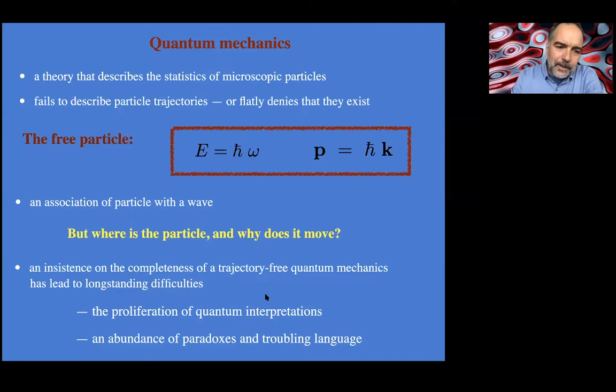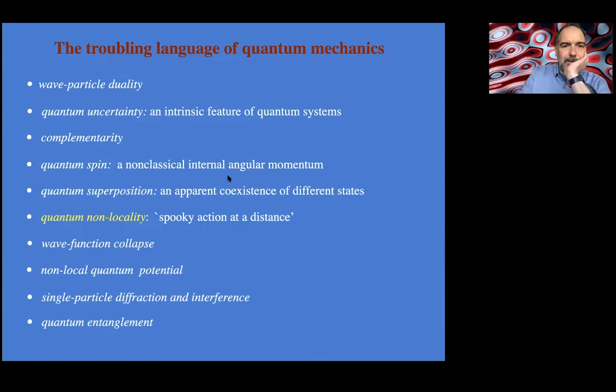I should also add that this insistence on the completeness of a trajectory-free quantum mechanics has led to long-standing difficulties, in particular the quantum paradoxes, and an abundance of troubling language. So I just have here a grocery list thereof. We have wave-particle duality, quantum uncertainty, complementarity, spin, superposition, non-locality, wave function collapse, non-local quantum potential, single particle diffraction and interference, and quantum entanglement. And again, I'll present here a perspective which allows you to try at least to make sense of these expressions.